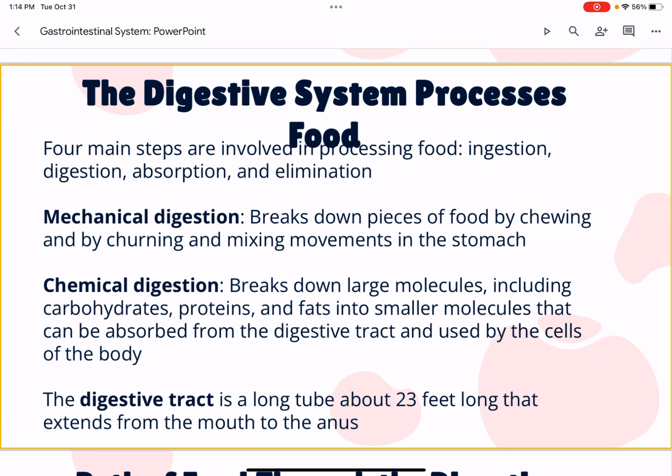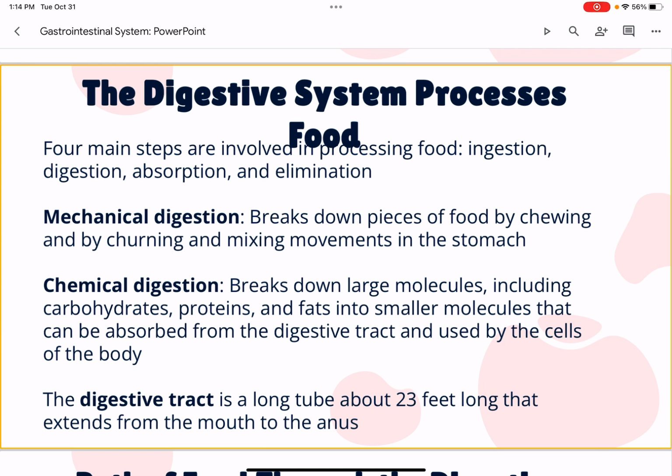Ingestion, which involves taking food into the mouth, chewing it and swallowing it. Digestion, which is the process of breaking down food into smaller molecules. The food we ingest undergoes both mechanical and chemical digestion. Mechanical digestion breaks down pieces of food by chewing and by churning and mixing movements in the stomach.